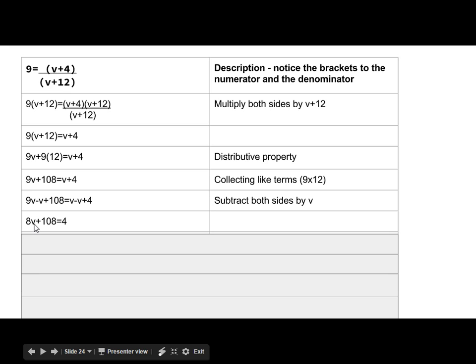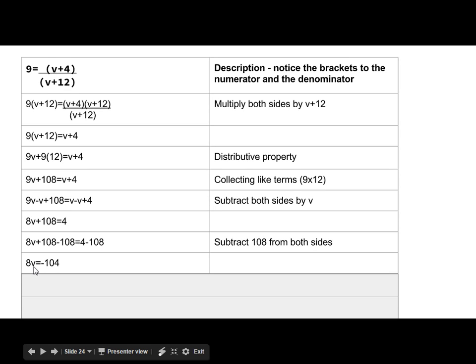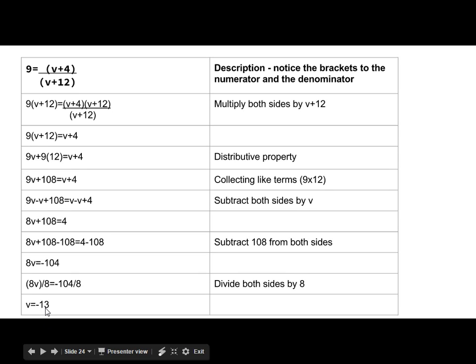Now I have 8v, all my v's are on the left side. I need to get this 108 over to the right side so that I can have all my numbers on the right side. So this means I'm going to have to subtract 108 from both sides. And when I simplify that, I'm left with 8v equals negative 104. So with negative 104 and v and this 8 here, I've got to get this 8 out of the way. The only way to get 8 out of here is to do the opposite of what is being done to it, which is multiplication. So I'm going to divide both sides by 8, and then that gives me an answer of v equal to negative 13.